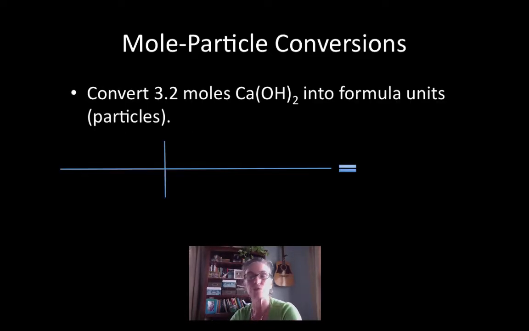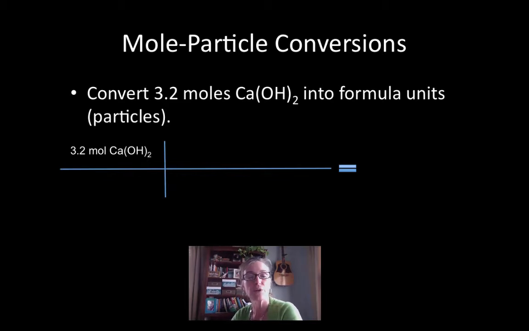So let's put this to work. Sample problem. My first problem is going to be a mole particle conversion. So I want to convert 3.2 moles of calcium hydroxide into formula units, which are particles for ionic compounds.